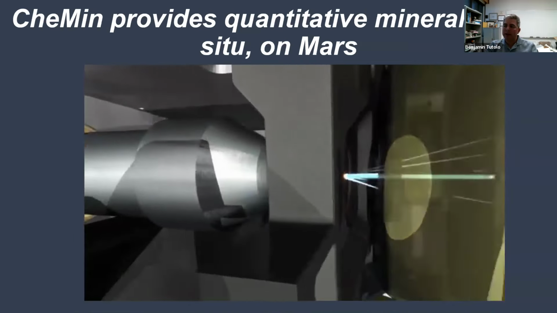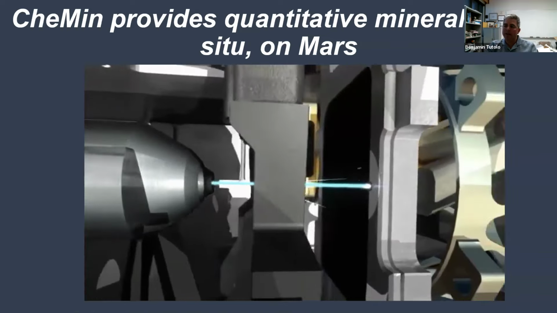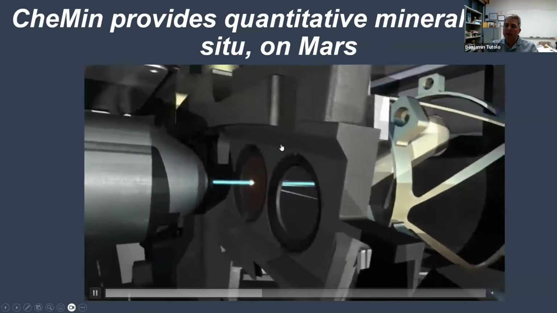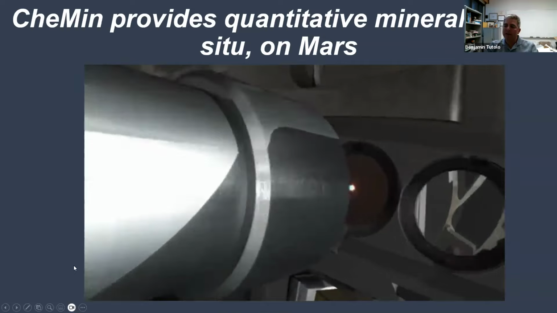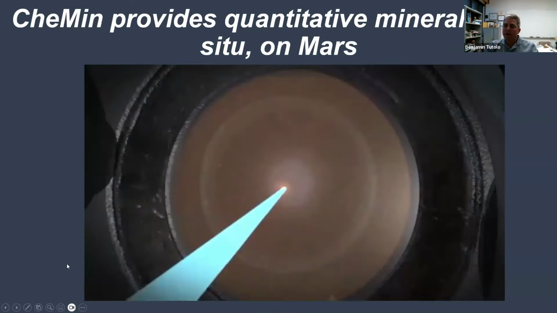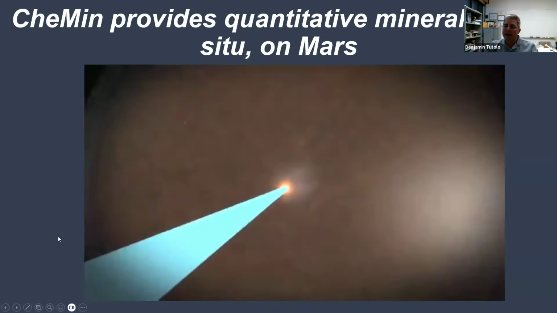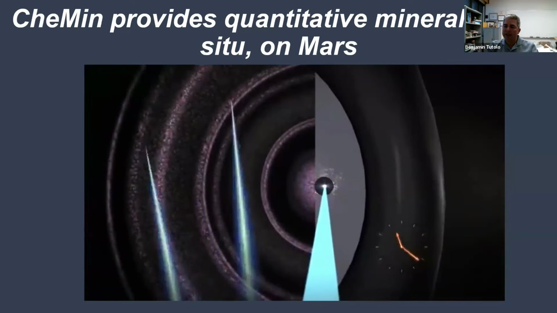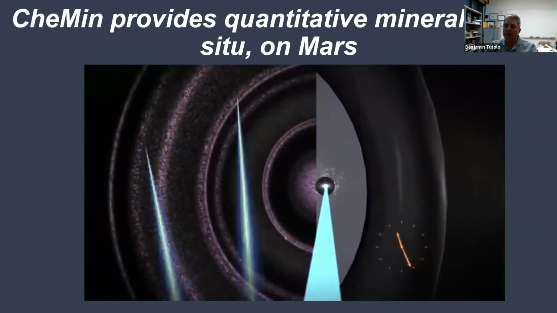Okay, so the Chemin instrument shown here is a transmission geometry X-ray diffraction instrument. What we do is drill samples from the surface of Mars, put them into the belly of the rover. They get analyzed via this X-ray diffraction instrument where an X-ray beam is shot through the sample, and the diffraction that occurs as those X-rays pass through minerals in the sample corresponds to the characteristic spacing of atoms in the sample, which allows us to tell their mineralogy.